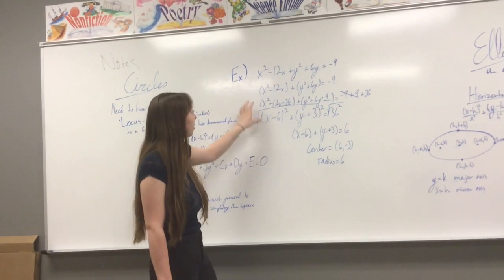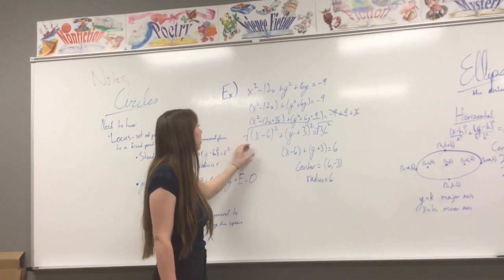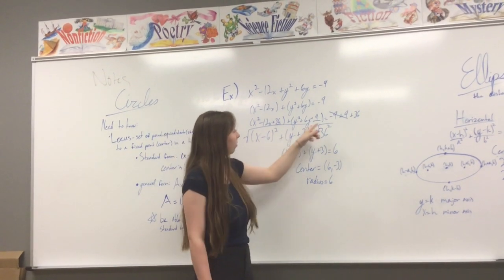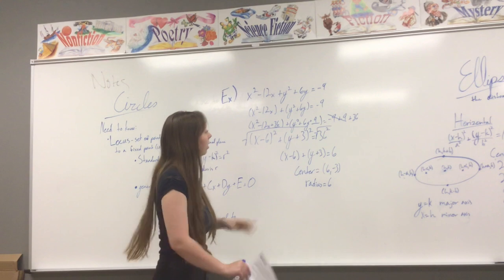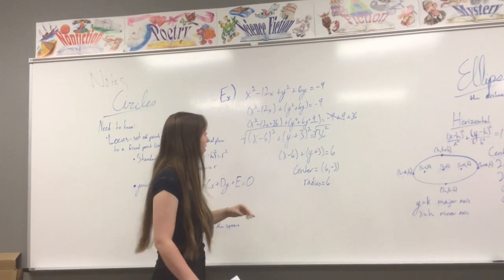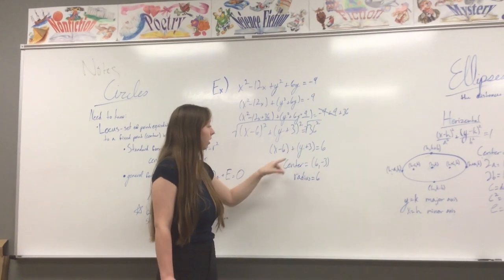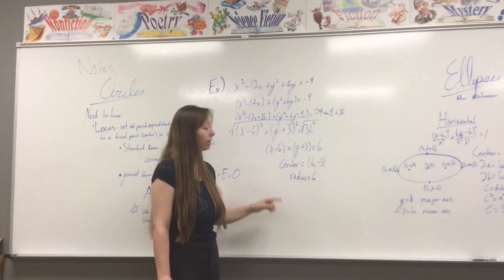By doing that, you're going to separate each of these sections, and then divide this number by 2 and square it. Then add each of the numbers that you get to the other side, and the 9's cancel out and you get 36 for that answer. Then you are going to square root each of the sides, and you'll have your center and your radius.